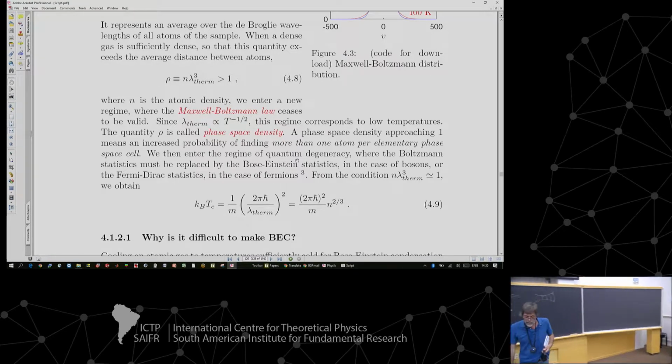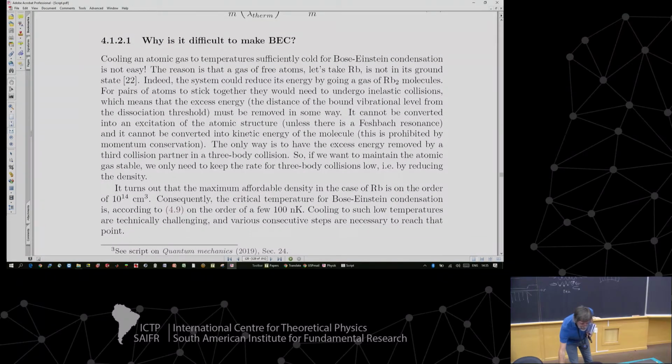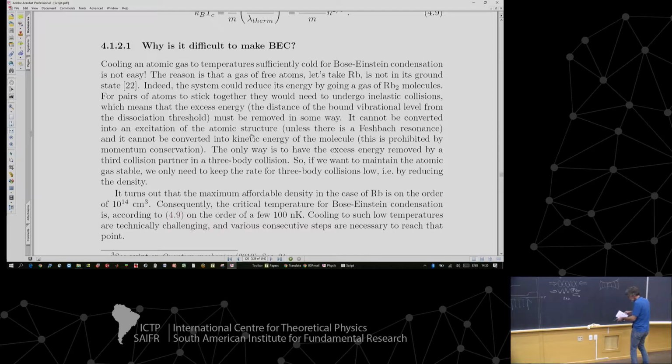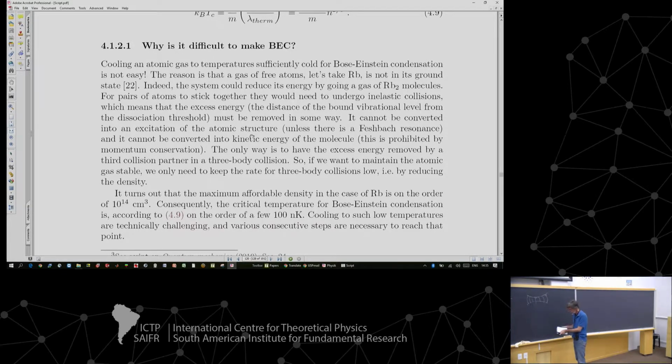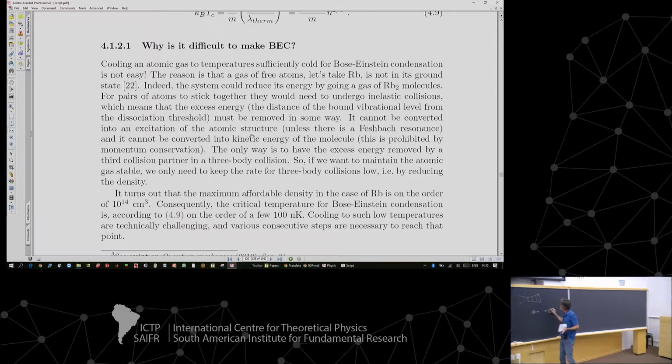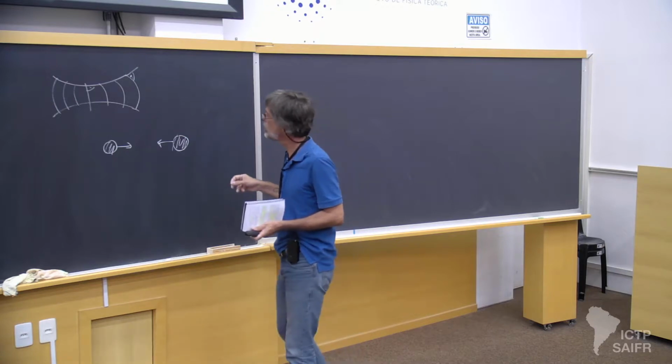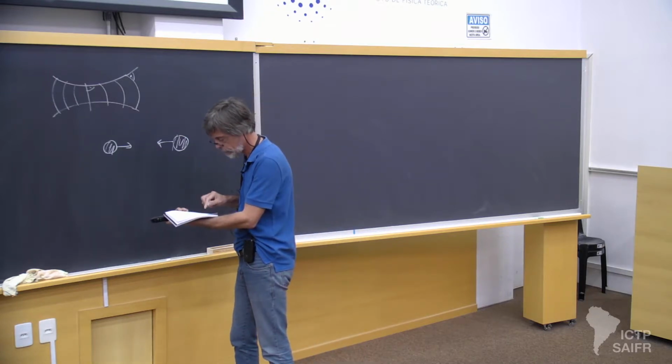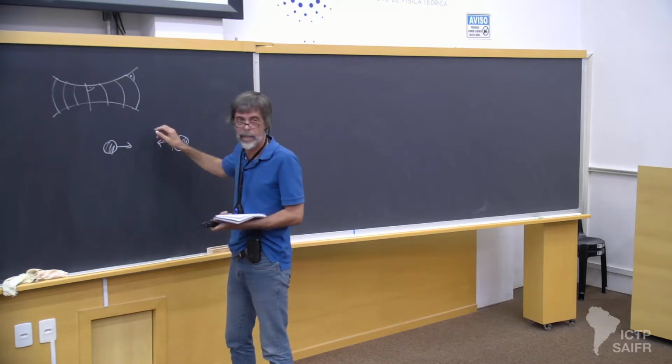But this is not that easy, unfortunately. If I crank up the density, I have another problem, because if I have two atoms moving towards each other, what I need is elastic collisions to rethermalize my sample. In the center of mass system of the two atoms, if they collide, they can make elastic collisions. However, they cannot make inelastic collisions.